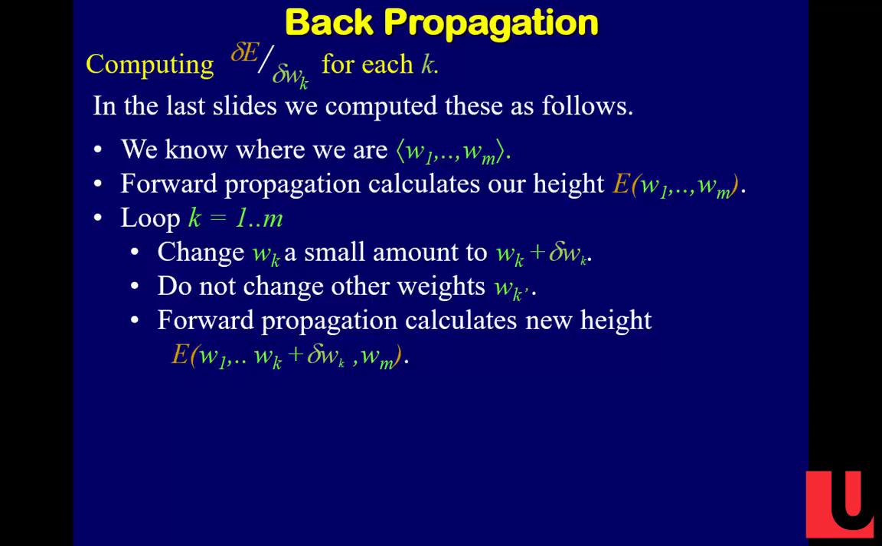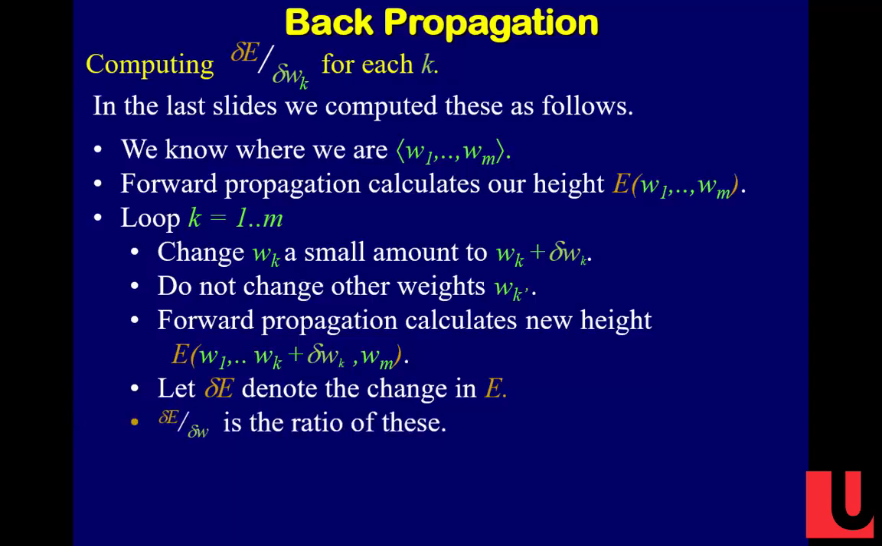Here's the picture. We're only worrying about one weight. Here's my WK. Here's my WK plus delta WK. We calculate the error here, and we calculate the error here. This distance is delta WK. This distance is the change in error. You divide, and you get the derivative. You should know what this means if you took calculus.